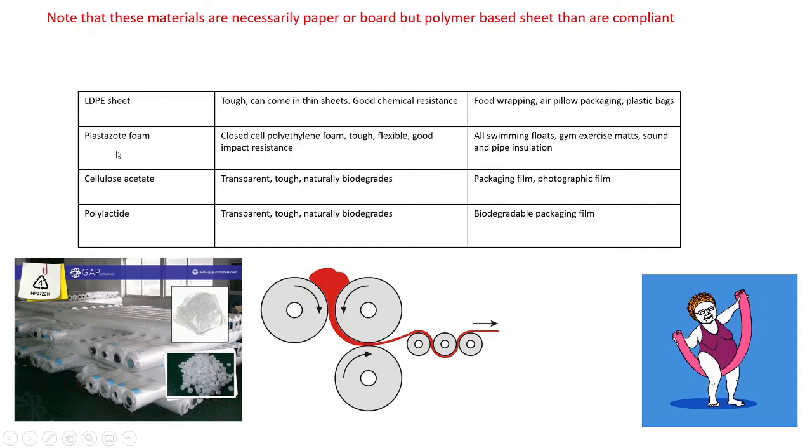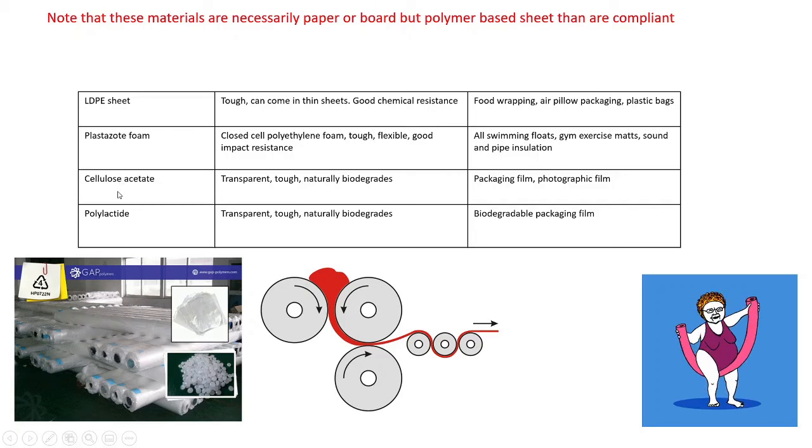Then you've got Plastazote foam, which is a closed cell polyethylene foam, which is really tough, really flexible, and has good impact resistance. And that is pretty much what every single swimming float is made of, like the pool noodle or the little float that you used to learn how to swim on. That's what all those are made out of. Gym exercise mats, the little martial arts interlocking mats, those sorts of things. And then they're also really good for sound and pipe insulation as well.